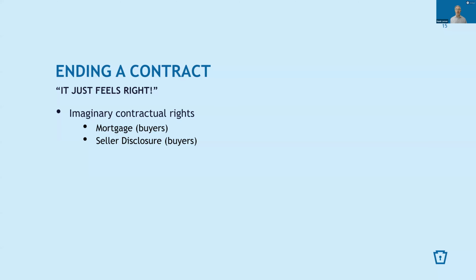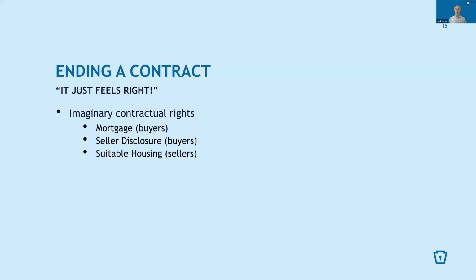Buyers all the time want to say, well, there's something that I think you should have disclosed, therefore I want to terminate the contract. The seller disclosure law itself is very explicit that a failure to disclose is not grounds to terminate a contract. It says so right in the law. There are other remedies to a buyer, but simply terminating the contract is not one of the remedies that is available to them, in this case by law.